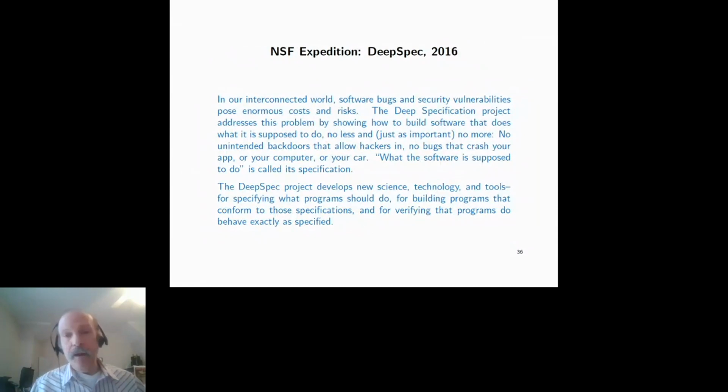And a project that will end this year, it was an NSF expedition called DeepSpec, a 5-year expedition headquartered at Princeton. It was launched in 2016. So, the usual expedition is a 5-year project, with a large team, people from many institutions involved, and they have wanted to take this work.